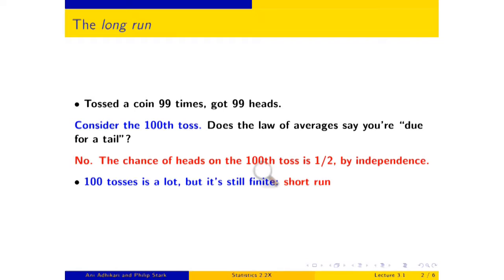If I tossed a coin 1,000,000 times and something hugely unlikely happened, but it did happen, that is, I got 1,000,000 heads in a row, then on toss number 1,000,001, the chance that I get a head is still one half. Any fixed toss, any finite number of tosses, is still the short run, so the law of averages doesn't really apply. That's the first thing to keep in mind.